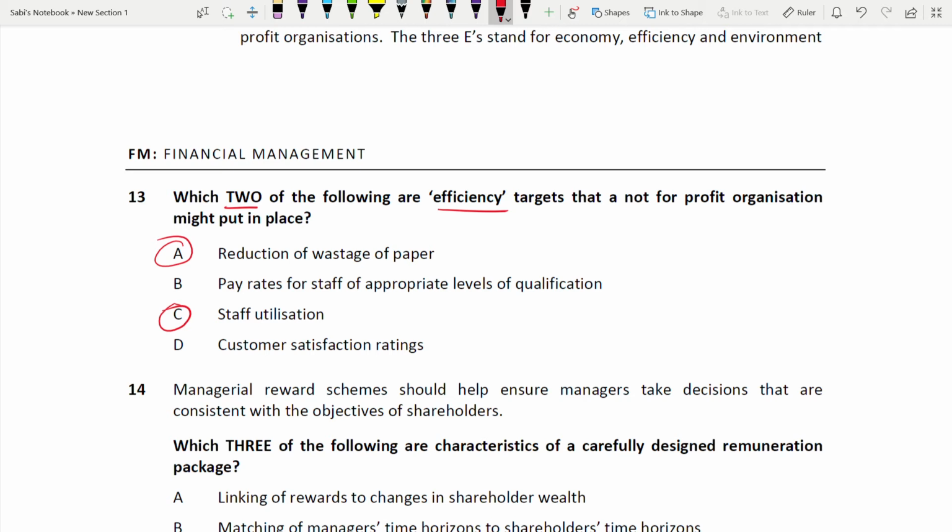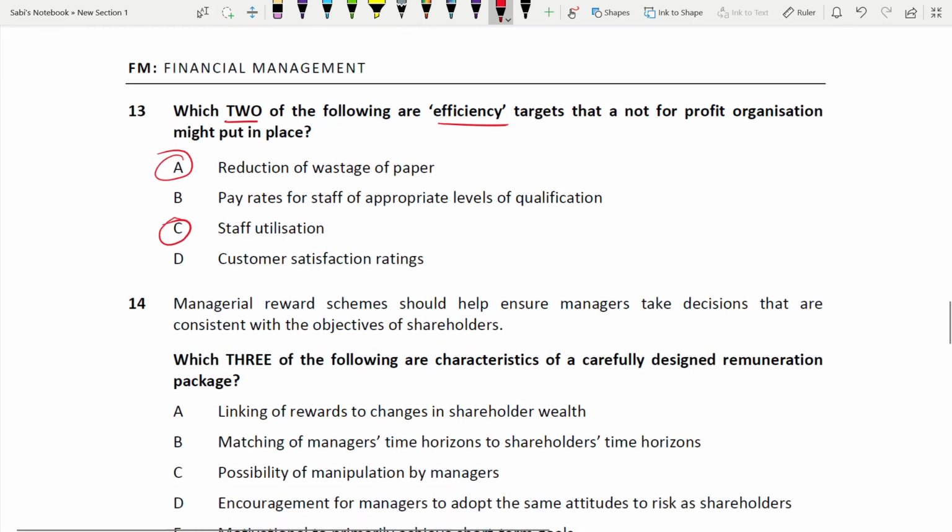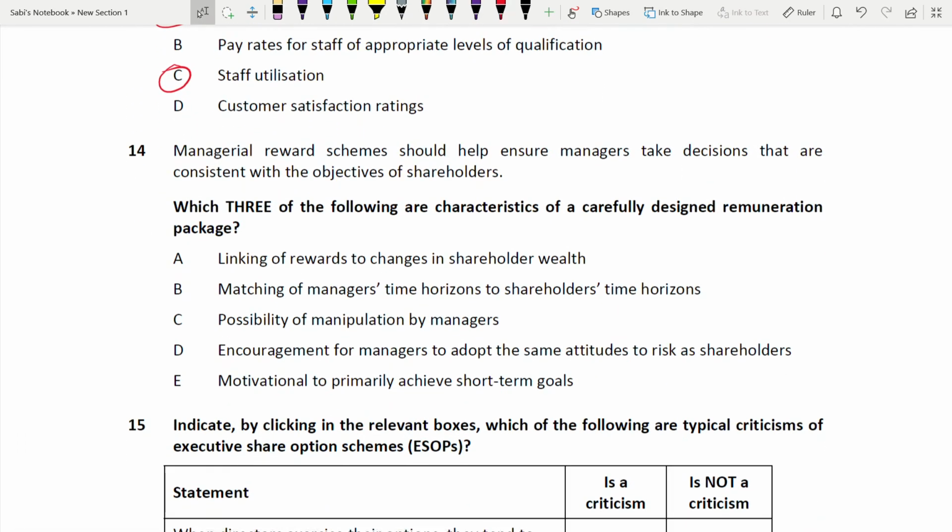So let's go to the 14. Managerial reward scheme. I have done a video on this also. Why are we using managerial reward scheme? Because we have studied the agency theory. From there the agency problem comes. To solve that agency problem, we are putting in place number one, managerial reward scheme. The other one was corporate governance. So here we are talking about managerial reward scheme. It should help ensure managers take decisions that are consistent with the objective of shareholders.